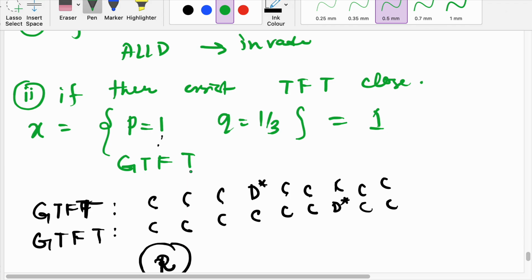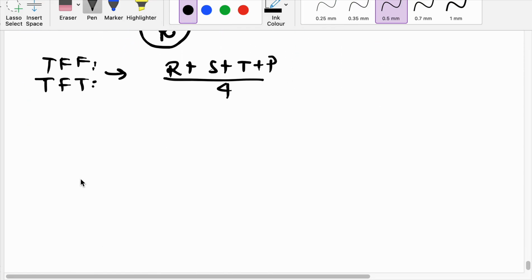Otherwise, if I increase the value of Q, meaning if it becomes too generous, then it cannot invade all D altogether. So Q has a bound, and you can calculate that bound. Let us calculate it, it is very simple. So let us calculate here, GTFT and all D.